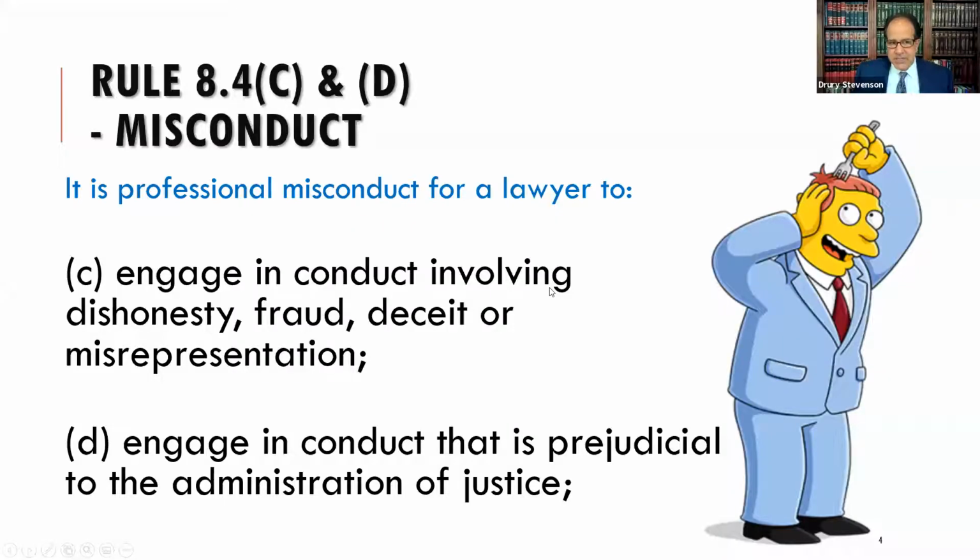And I actually put C and D on the same slide here because they're short. It is professional misconduct for a lawyer to engage in conduct involving dishonesty, fraud, deceit, or misrepresentation. Please note that this is kind of a catch-all that's broader than B. So even if something is not a crime, it could still violate C just because it's egregiously dishonest or fraudulent or deceitful or things like that.